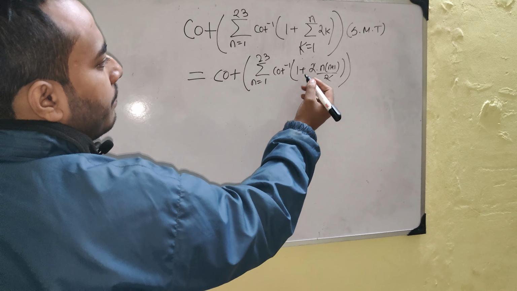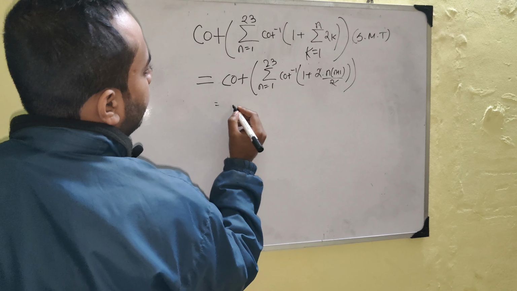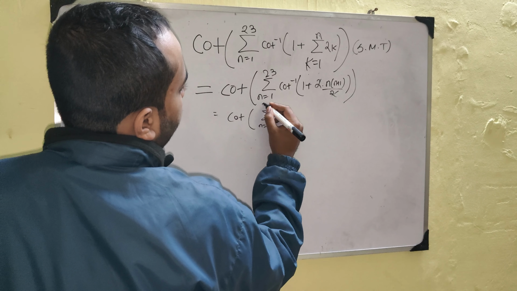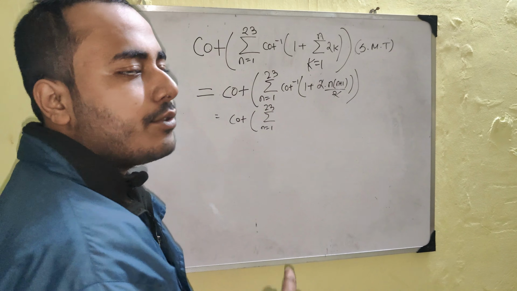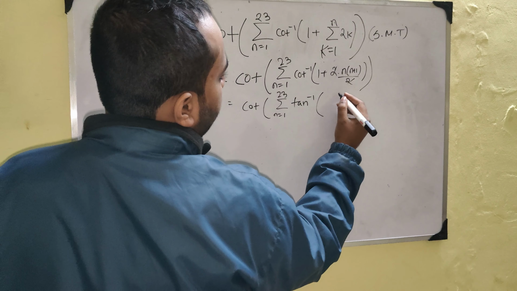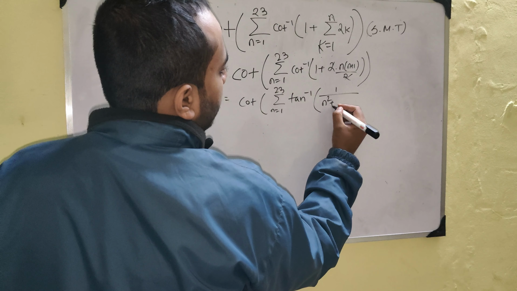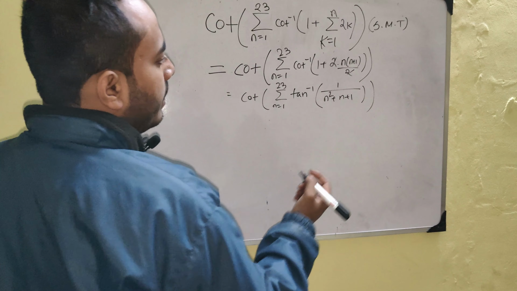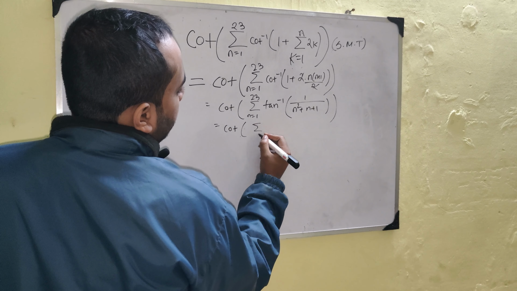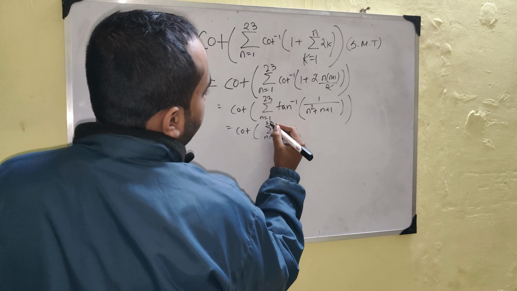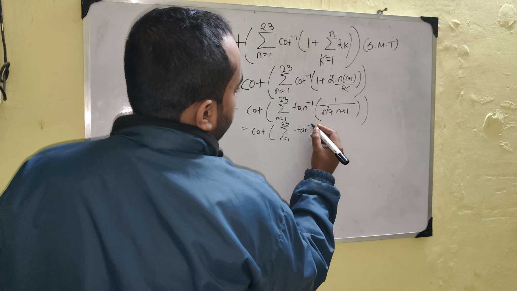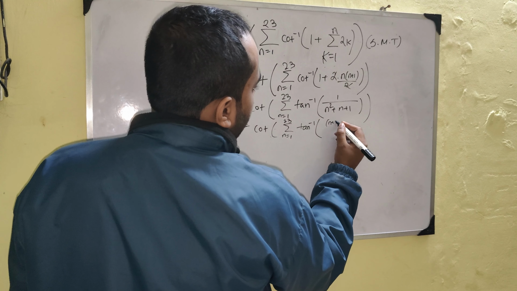Cancel off the 2's and you get 1 plus n square plus n. This would mean we simply have cot of summation n equals 1 to 23 of cot inverse of 1 plus n square plus n. Since it's cot inverse, I can simply write it as tan inverse of 1 by n square plus n plus 1. Right? Now again, write this as cot of summation n equals 1 to 23.